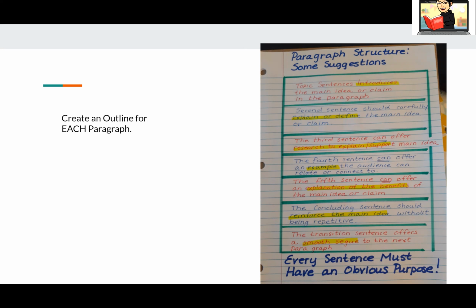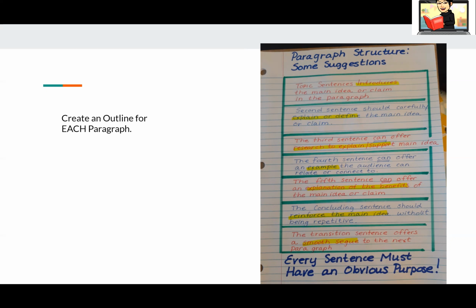And what I've offered you here is another worksheet that offers some suggestions on how you can structure your paragraphs. So this big green square just represents a single paragraph. And what I've done is I've broken down the structure of a paragraph by sentences. So of course your first sentence will introduce the main idea of the paragraph. It's kind of like a mini thesis statement, right? It introduces the main idea or the claim of the paragraph.